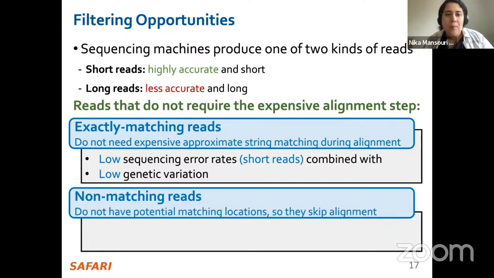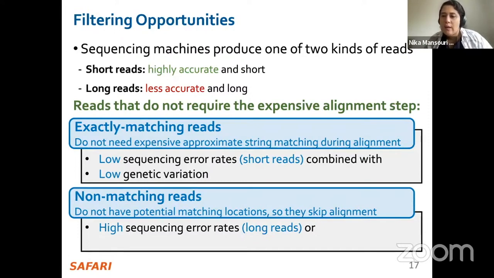Then we have non-matching reads. Such reads do not have any potential matching location in the reference genome. Let's say after stage 2 in read mapping, all the potential matching locations received will be filtered. Then we can skip the expensive alignment step that happens in the third step. Examples of such non-matching reads can frequently occur in long read sets with high sequencing error rates or with a high degree of genetic variation, for example with virus samples, as I mentioned earlier.